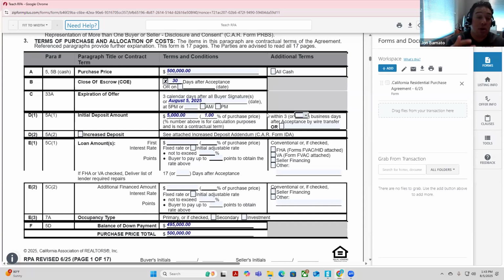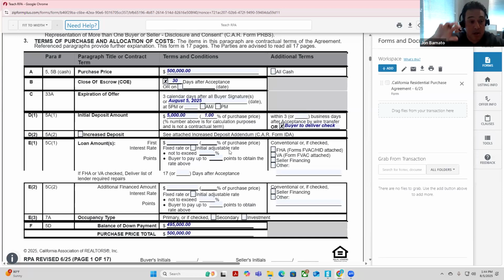Now, why is it seen as stronger? This deposit, and you can see it's within 3 business days after acceptance, is by wire transfer or something else. So you can put, or buyer to deliver check, right? But something like that. So on this part, we do not handle checks ourselves.